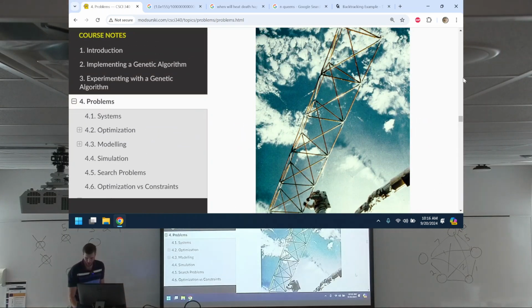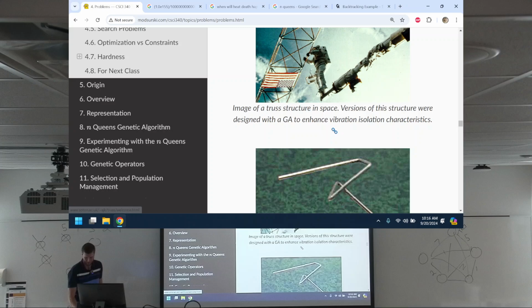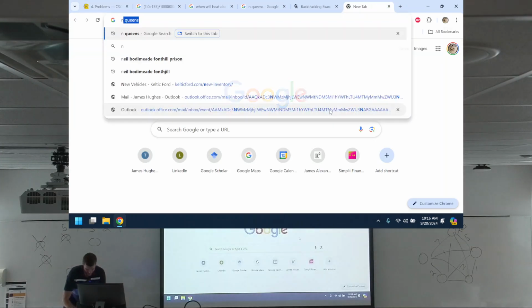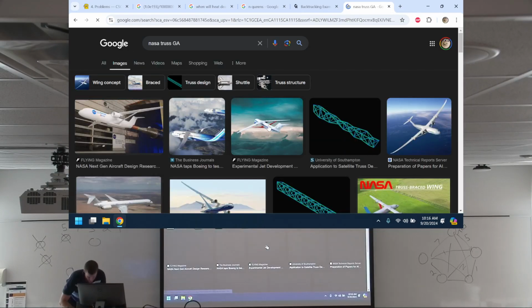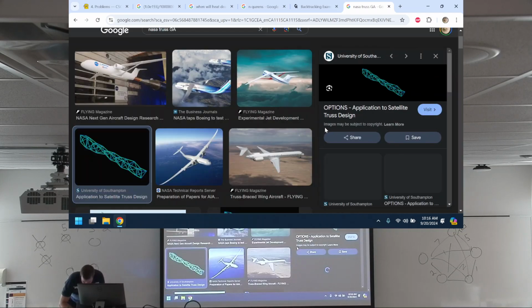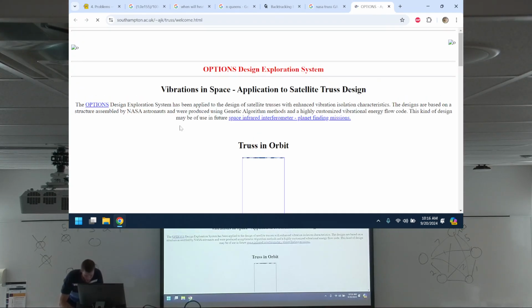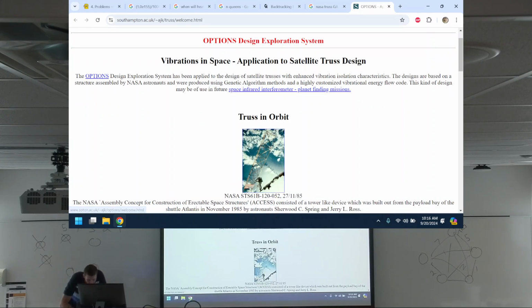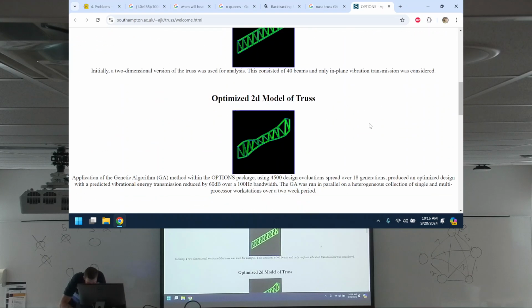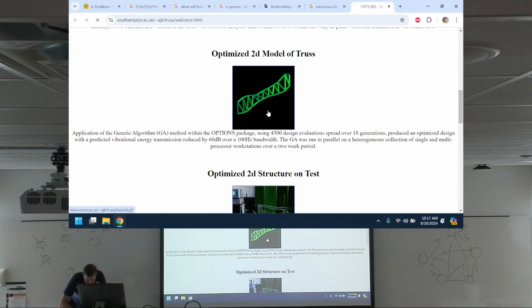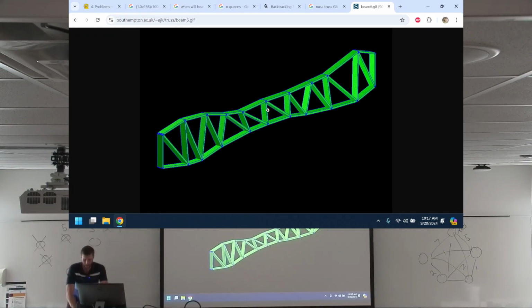I wish I had the picture of what these ones look like. I have a picture somewhere. NASA Truss GA. Yeah, there you go. Something like this. This might not be the one, but it looked like something like that. Yeah, the GA, there you go. I don't know if this is the one, but they were designing trusses that look like this. No engineer in there, that does not conform to typical designs that any human's familiar with.